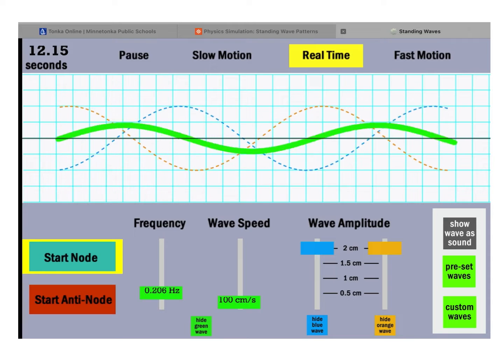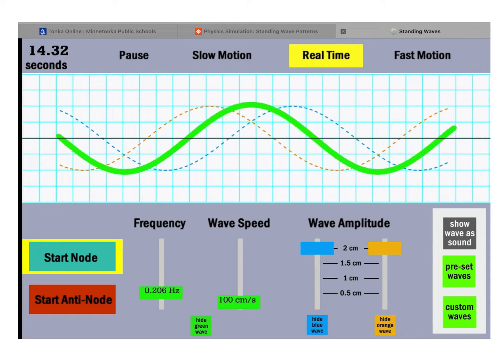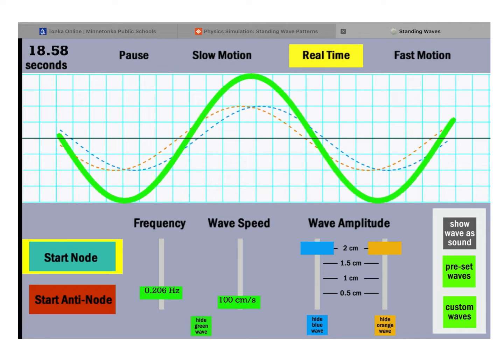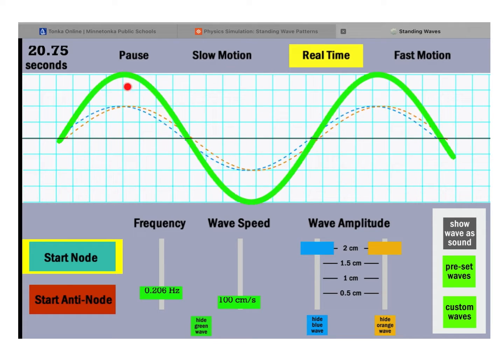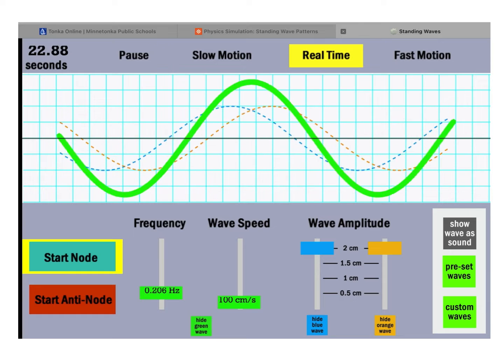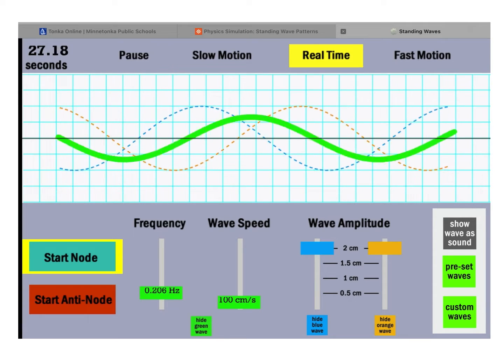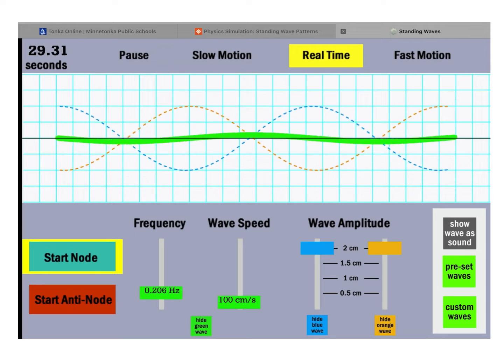So as you can see, the green wave is a combination of both the blue and the orange. Where the blue and the orange constructively interfere, it makes a larger wave, and that becomes an antinode. Where the blue and the orange destructively interfere, that becomes a smaller wave. We call that a node.